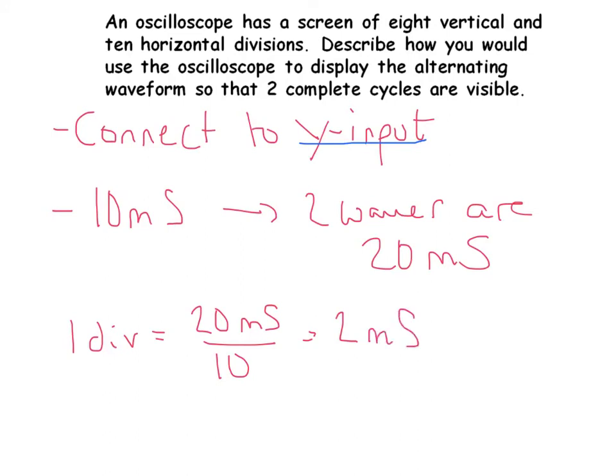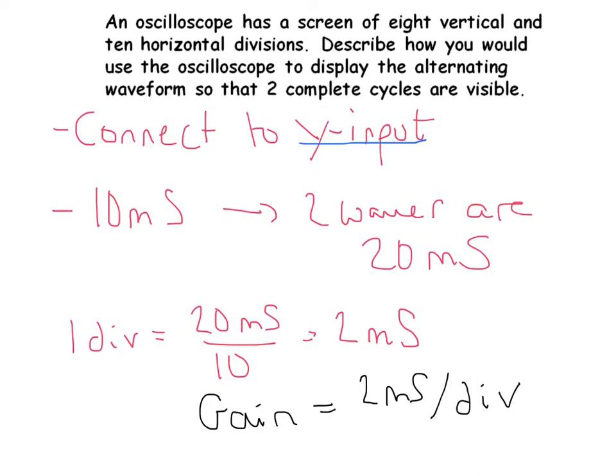Now the gain settings, which you would turn when you are using your oscilloscope, tell you the number of milliseconds per division. So the gain setting you have to put it on to enable you to display 2 complete wavelengths would be 2 milliseconds per division. So that's dealing with the X direction across the screen.